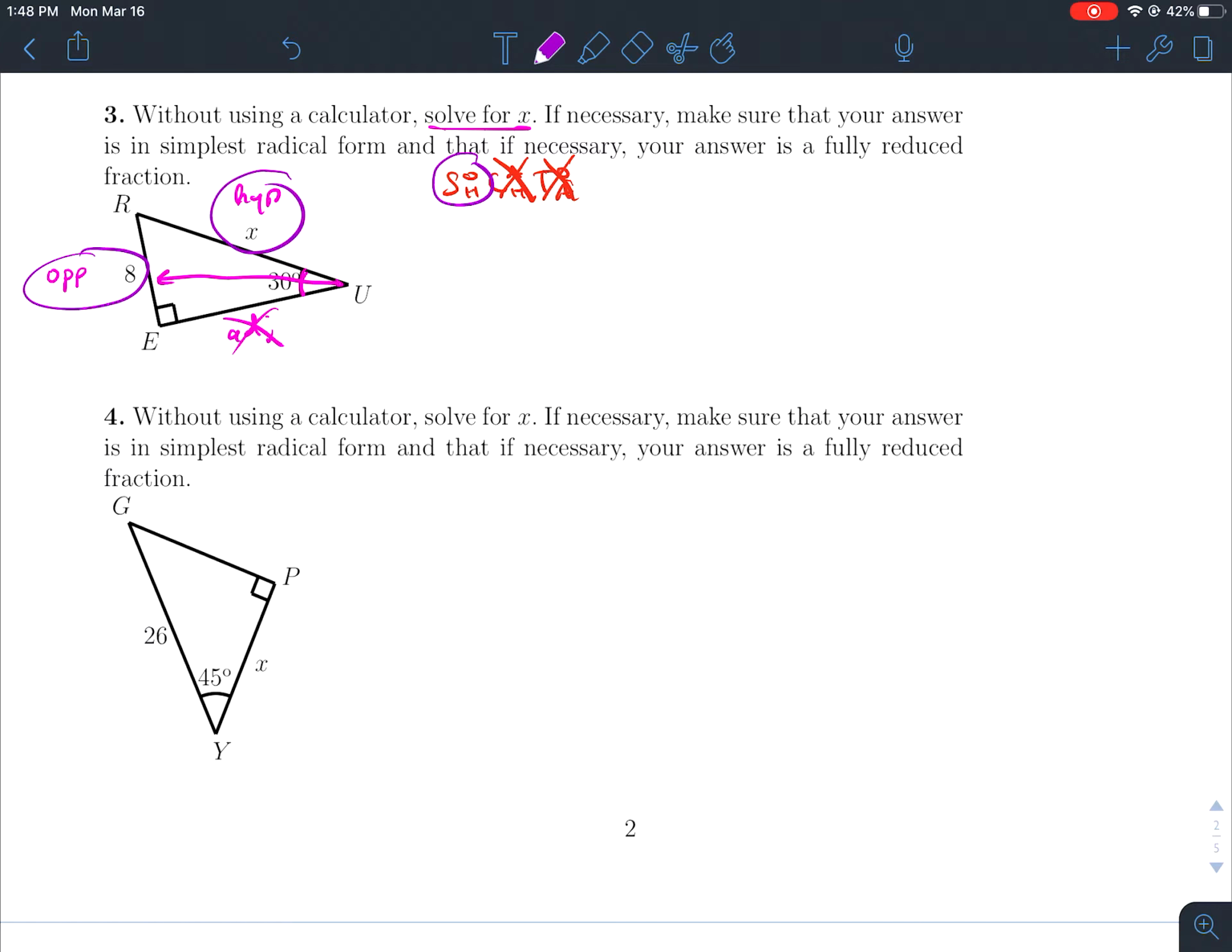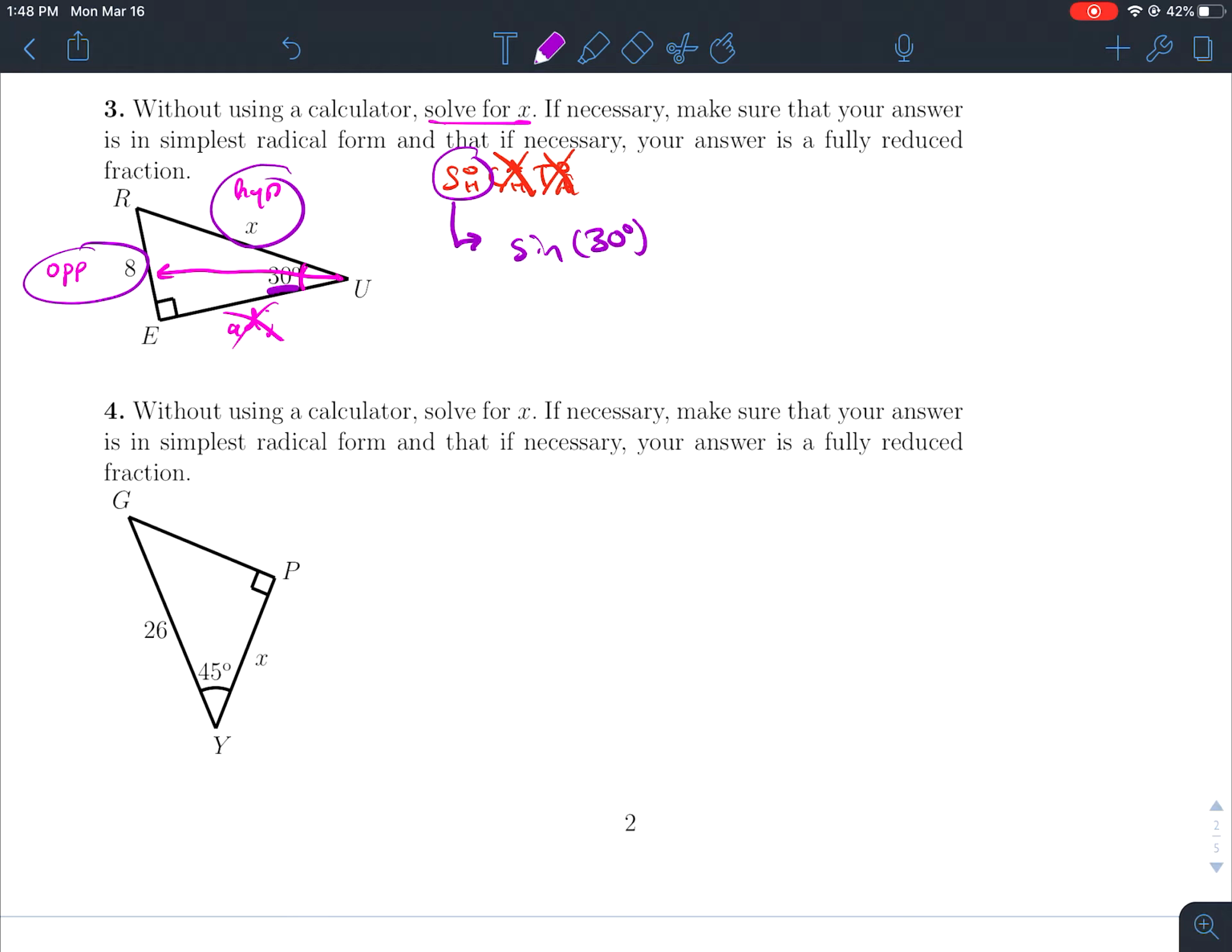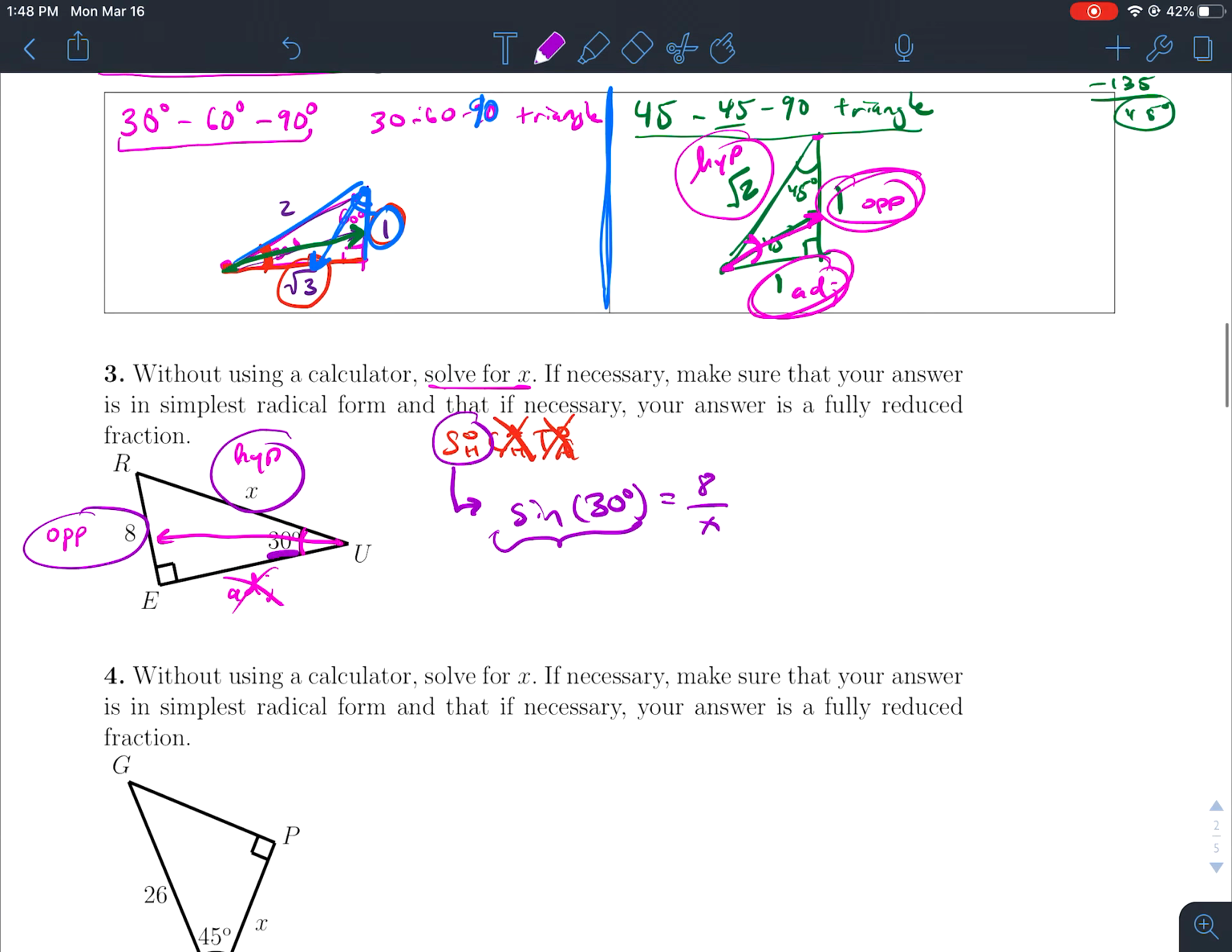And sine is pretty good because we have information about the opposite and hypotenuse. So we write our formula. Sine of our focus angle, 30 degrees, is equal to opposite divided by hypotenuse. Now, no calculator allowed. So how do we do this? Well, it turns out sine of 30 degrees, we actually know that one.